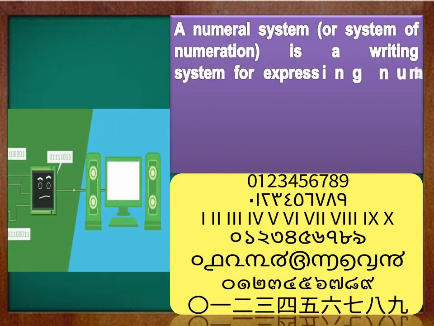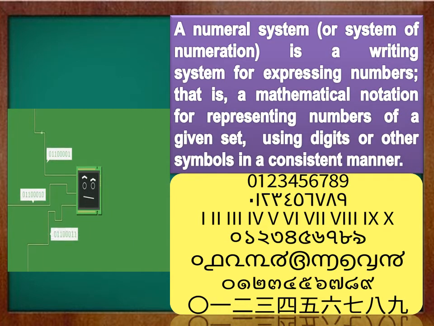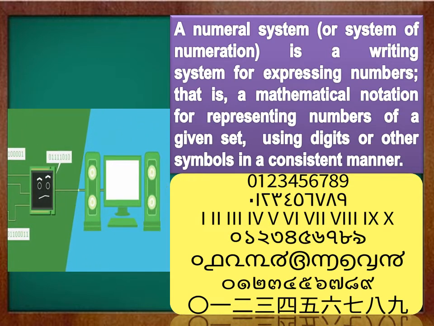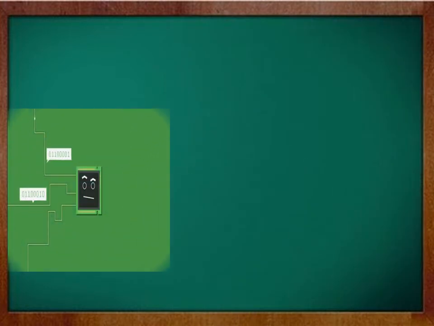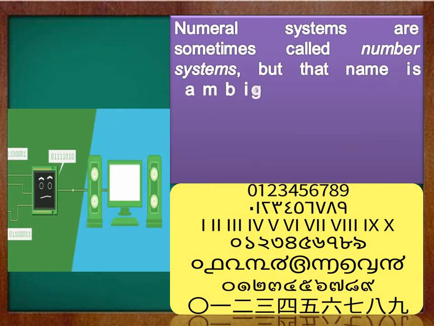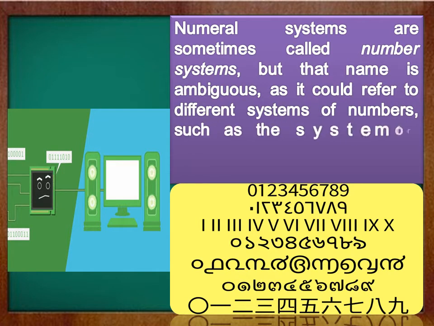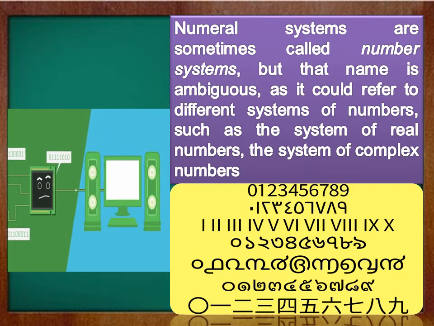A numeral system, or system of numeration, is a writing system for expressing numbers, that is, a mathematical notation for representing numbers of a given set using digits or other symbols in a consistent manner. Numeral systems are sometimes called number systems, but that name is ambiguous, as it could refer to different systems of numbers, such as the system of real numbers, the system of complex numbers.